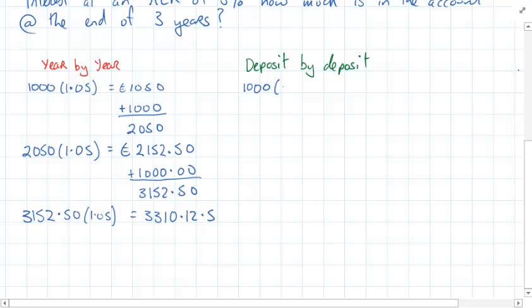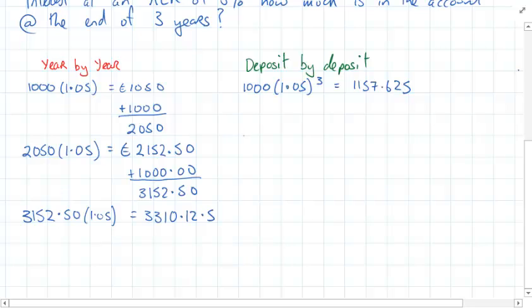Well, it's in for 3 years, so the value of that is going to be gotten by taking 1,000 and multiplying it by 1.05 to the power of 3, which is €1,157.63. Okay, so that's just the first €1,000 we put in.